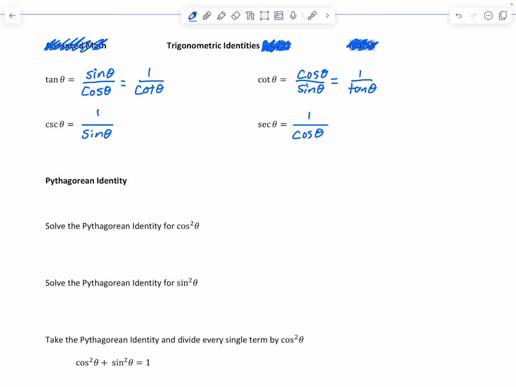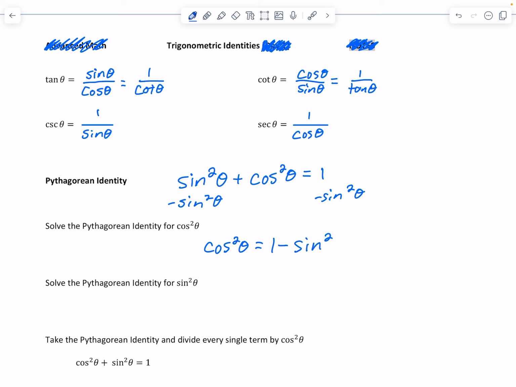Okay, starting with the Pythagorean identity, which is something we talked about in a previous video. Sine squared plus cosine squared equals 1. And they want us to solve that for cosine squared. So if you notice, if I subtract sine squared from both sides of my equation, then I get cosine squared theta equals 1 minus sine squared. That is always true. What we're going to eventually be doing is we're going to be given something like this, and we're going to want to make it simpler. So we'll replace that with cosine squared.